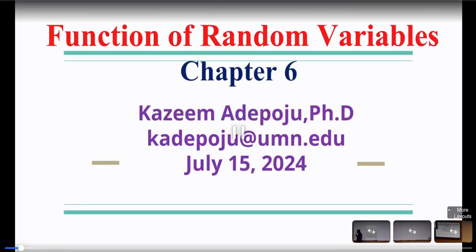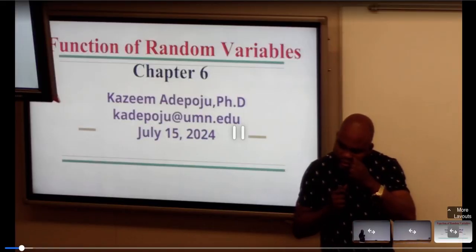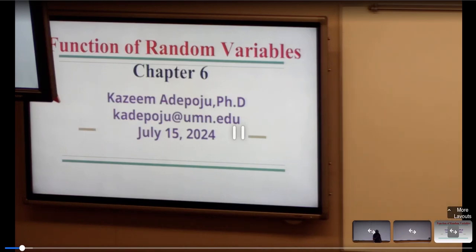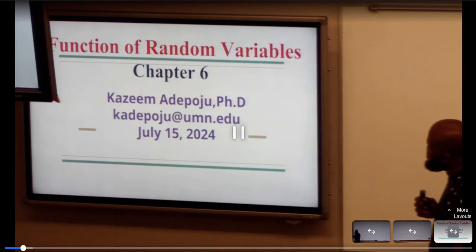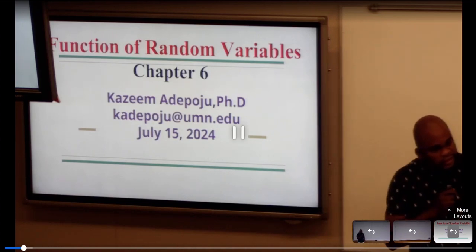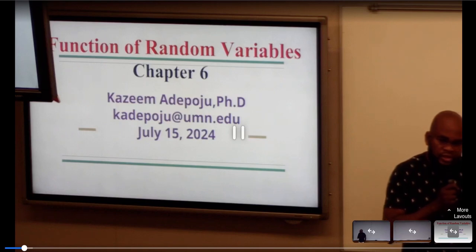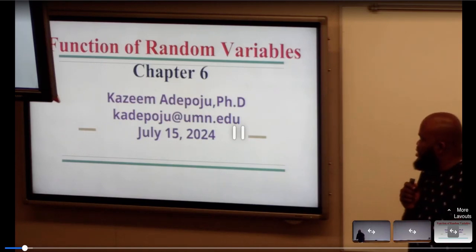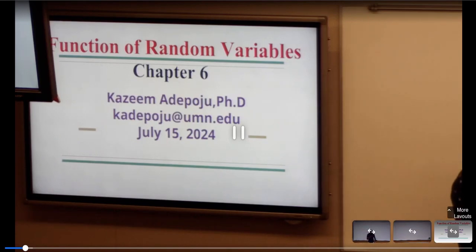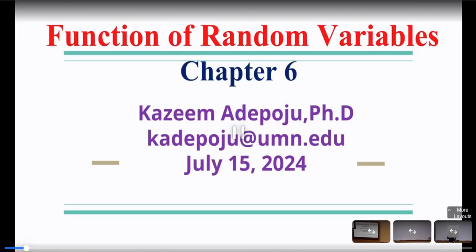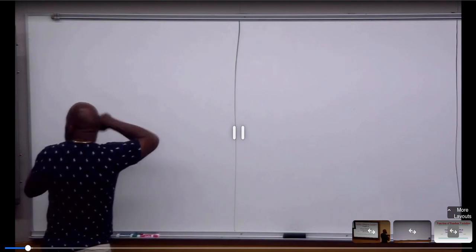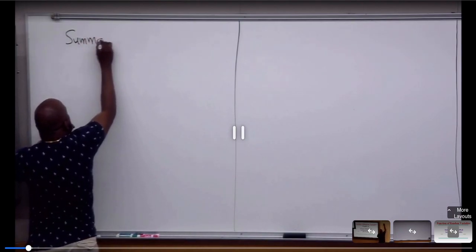So we are starting the final chapter of the semester that I call chapter 6, function of random variables. And because there's a connection between what we want to do now and the joint probability distribution, I'll quickly summarize the bivariate normal density. I'm going to revisit that once again because there's a lot of connection between the joint probability distribution and the functions of random variables. So, like I said, I'm going to have a summary again.